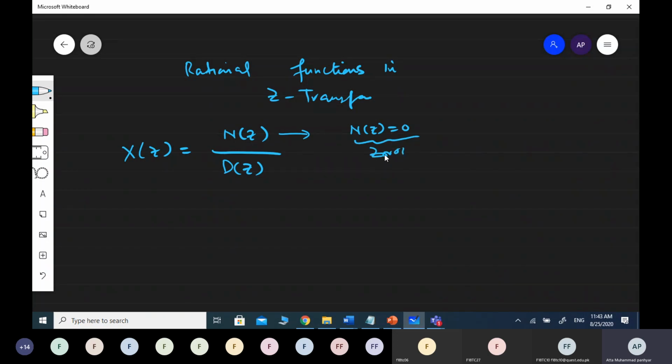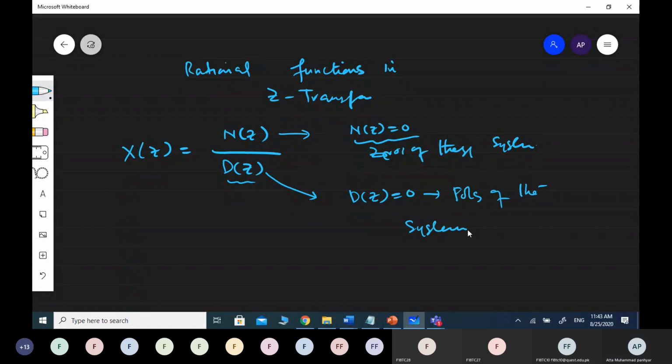So the values at which N of z is 0 are called zeros of the system. The values at which D of z is 0 are called poles of the system, right? At the poles, X of z must be infinite, since anything divided by 0 is infinity. So these poles must not be included in the ROC.